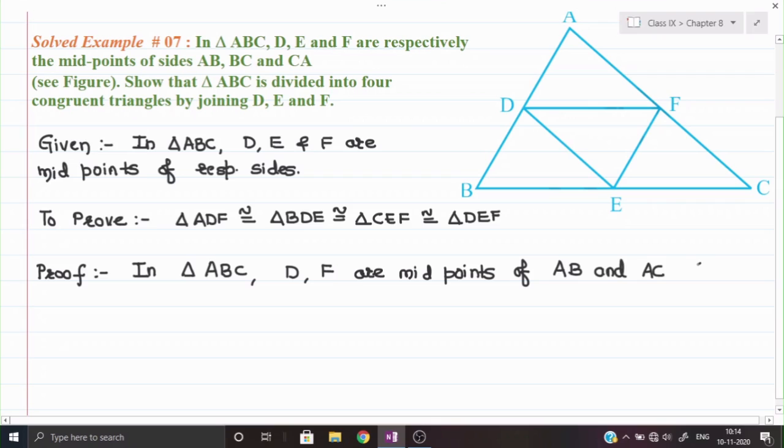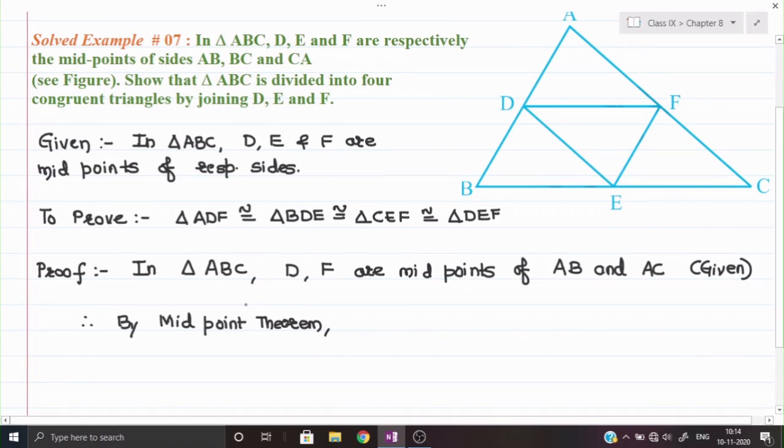Okay, that is clearly mentioned in the question that D and F are the midpoints. So now if I apply the midpoint theorem here, by midpoint theorem, okay, so midpoint theorem, what does it say?